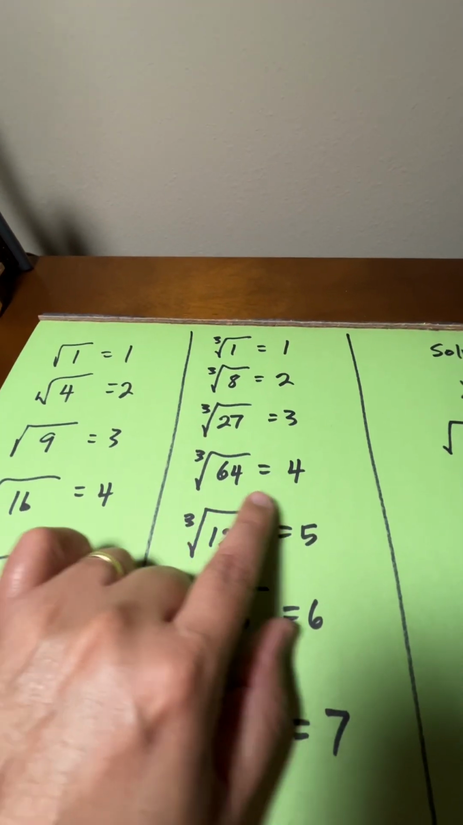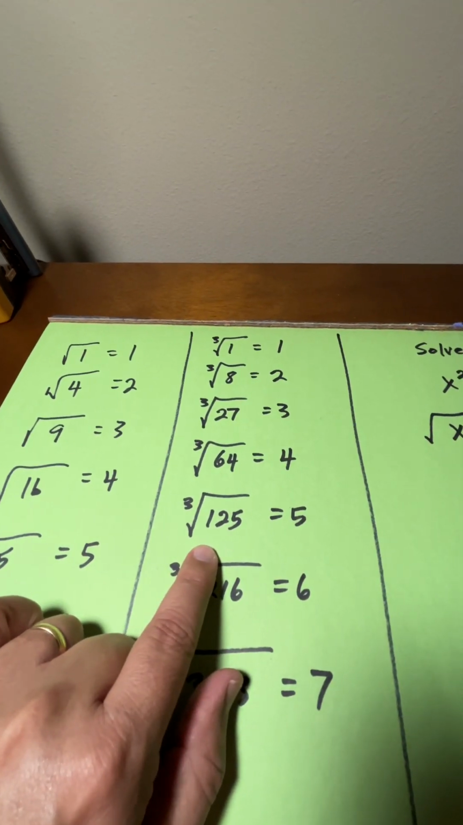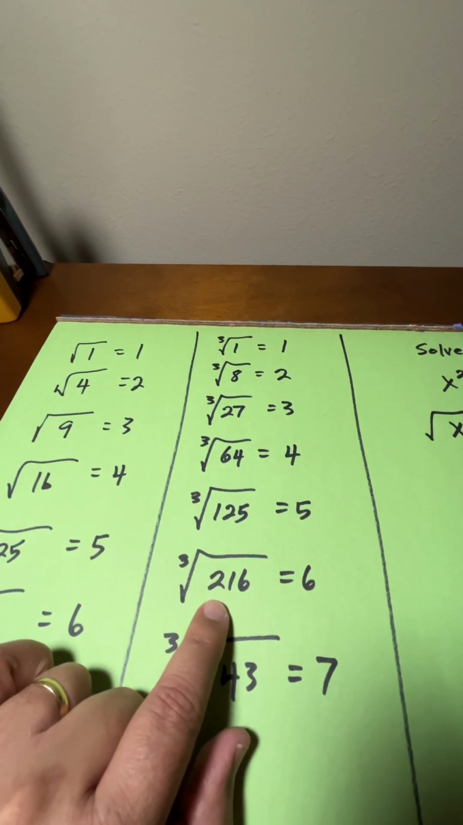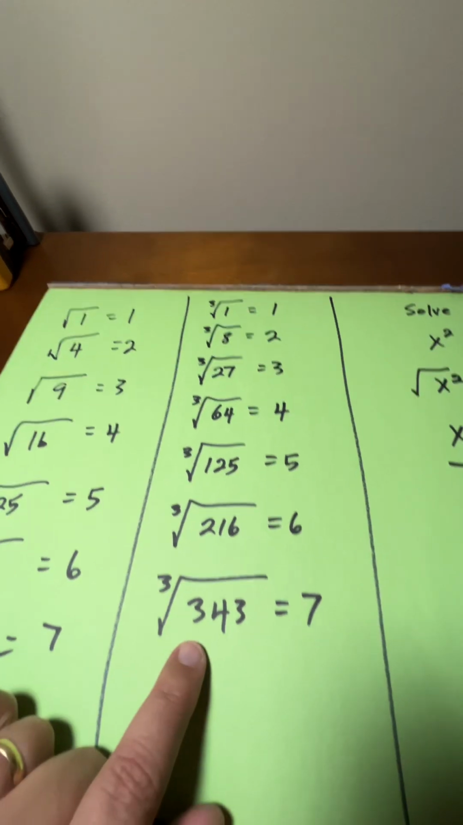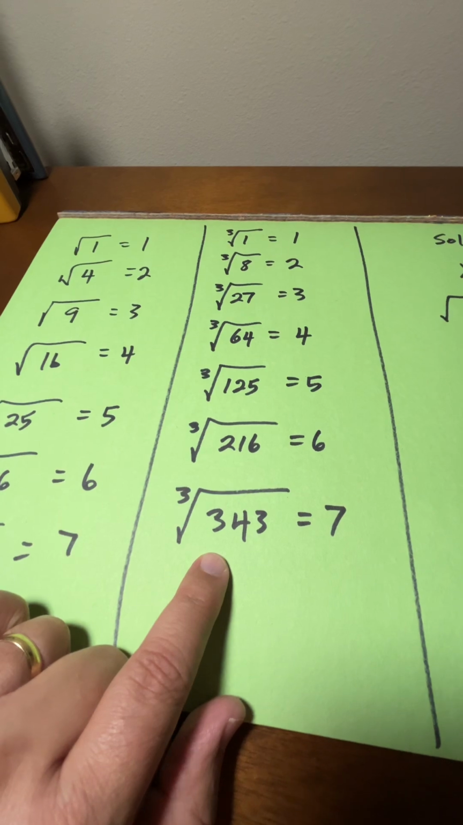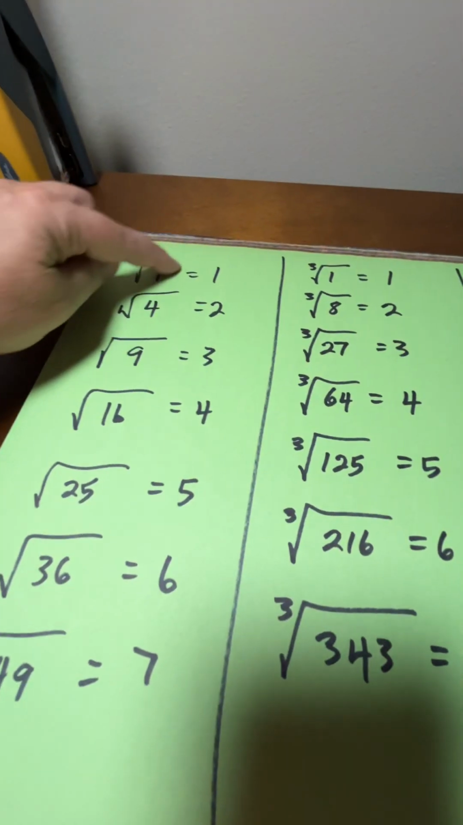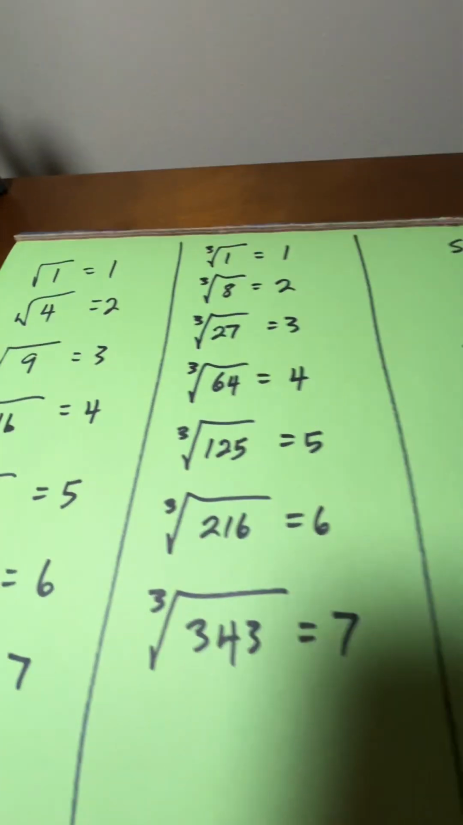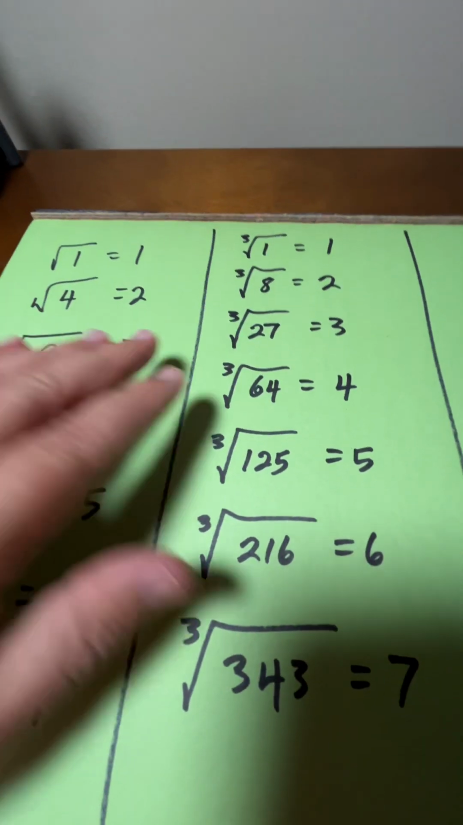So the cube root of 64 is 4, the cube root of 125 is 5, the cube root of 216 is 6, and the cube root of 343 is 7. So it's good to know a bunch of these by heart, and certainly to know how that works.